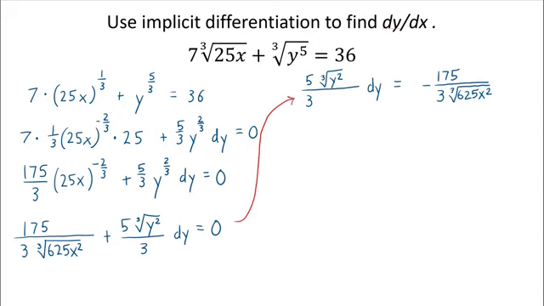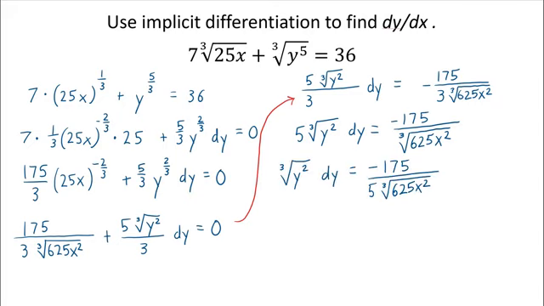Now the goal is to solve our equation for dy. Start by subtracting 175 over 3 times the cube root of 625x squared from both sides. Now let's multiply both sides of the equation by 3 to get rid of the 3's in our denominators. Doing that gives us this equation. Now let's divide both sides of the equation by 5. That gives us the cube root of y squared dy is equal to negative 175 over 5 times the cube root of 625x squared. Now let's reduce the fraction, negative 175 over 5.